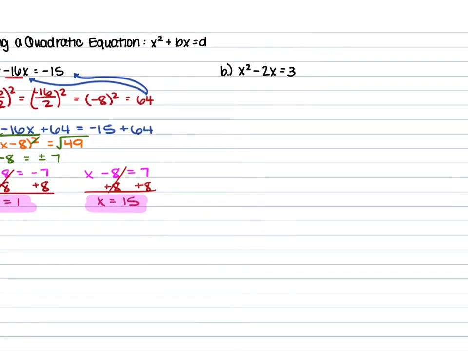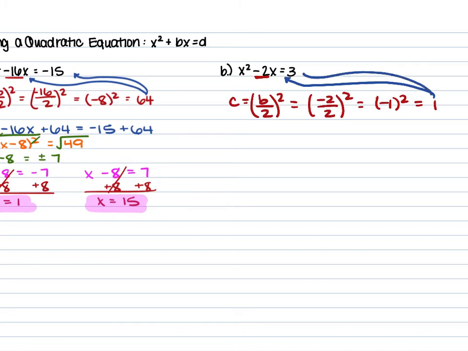For example B, we are given x squared minus 2x is equal to 3. Our c term, that's our current c term, is already by itself. Identify your b term. We have negative 2. Find your new c term by taking b over 2 and squaring it. We said b is negative 2, so that gives us negative 2 over 2 squared, which is negative 1 squared, which is 1. We're going to add that 1 to both sides of our equation.